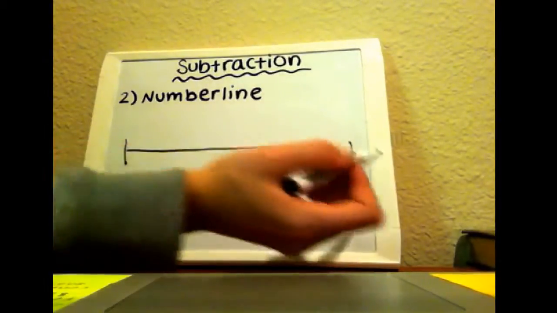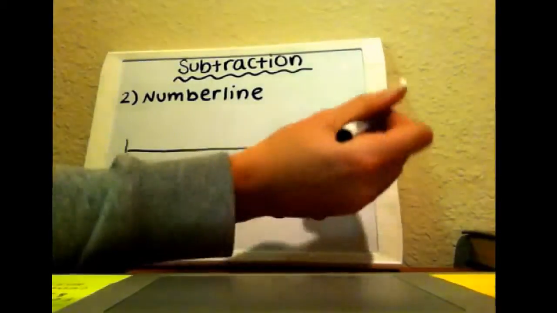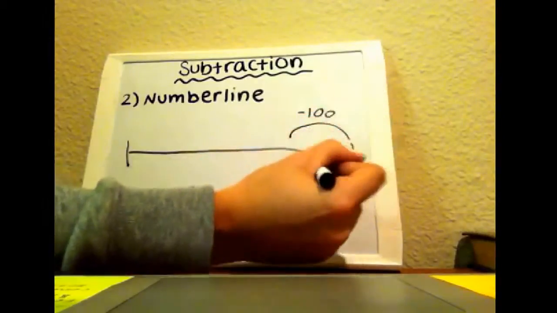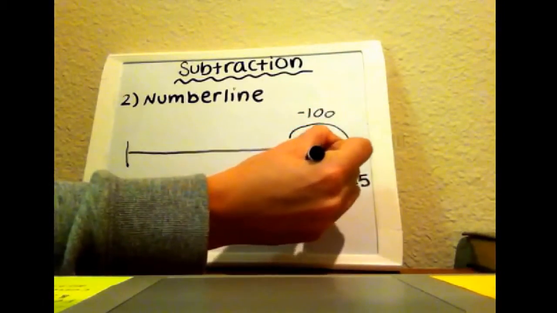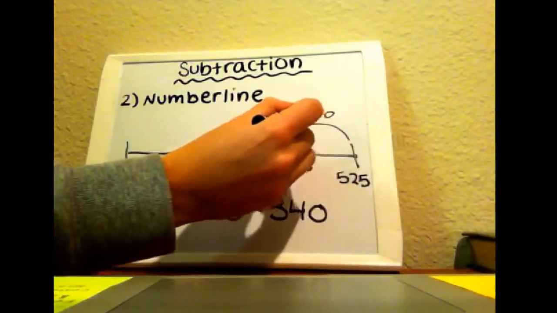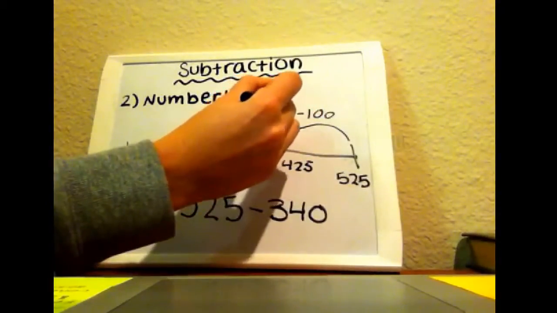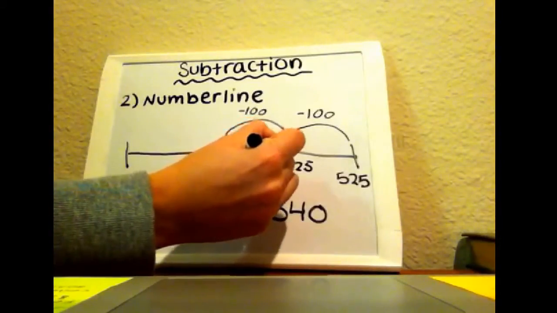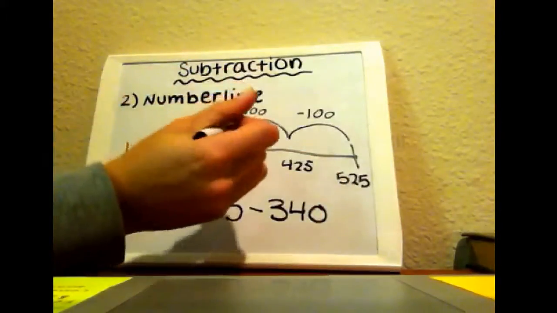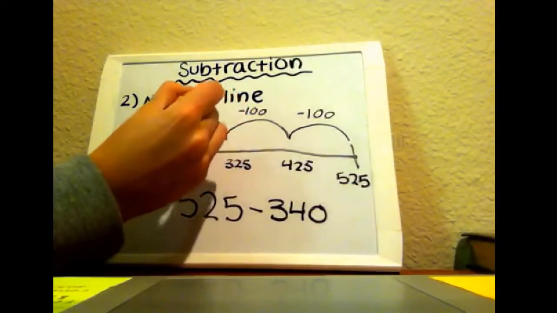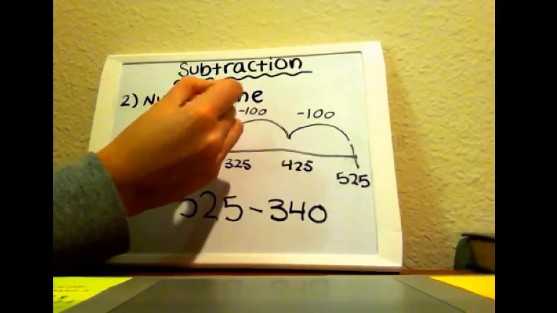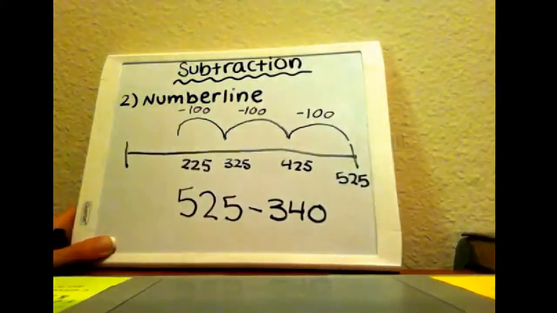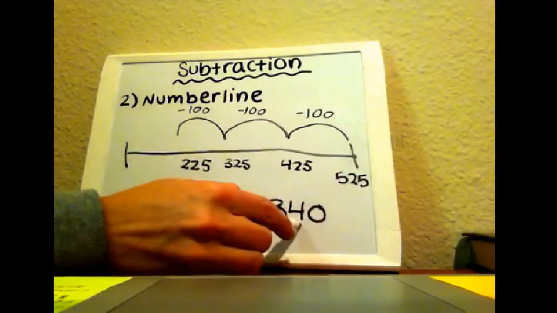So we know we can definitely take 100 from 525. So minus 100, that'll bring us to 425. We can take away another 100, which will bring us to 325. And then we can take yet another 100, which will take us to 225. Now we've taken away 300, which means we still have 40 left to take.